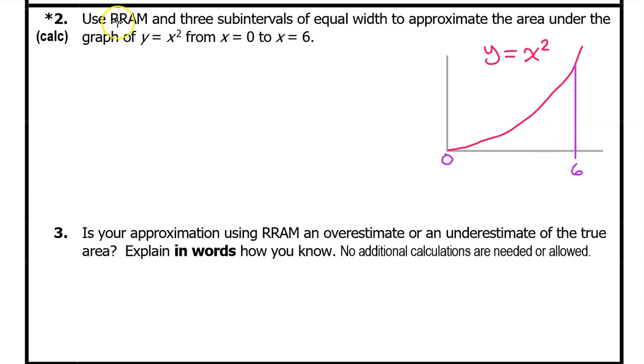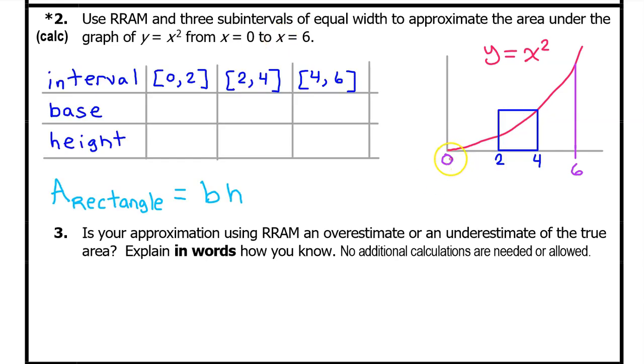We have been instructed to use the right rectangle approximation method. That means we will use three right rectangles to approximate the area under the curve. A right rectangle is a rectangle drawn such that the right-hand side of the rectangle is on the curve.